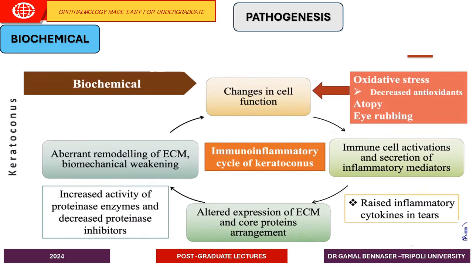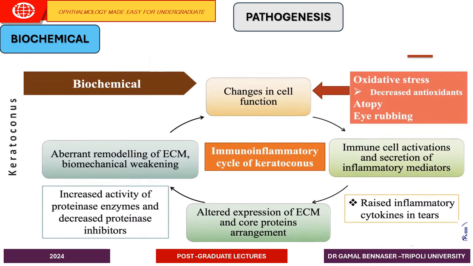As I said before, there is a low-grade inflammation seen in patients with keratoconus, which is initiated by atopy or by eye rubbing. This atopy or eye rubbing will activate an oxidative pathway and initiate oxidative stress at the molecular or cellular level. This will stimulate immune cell activation and the secretion of mediators of inflammation, namely the cytokines, which have been documented to be present in a high concentration in the tears of patients with allergy and patients with keratoconus.